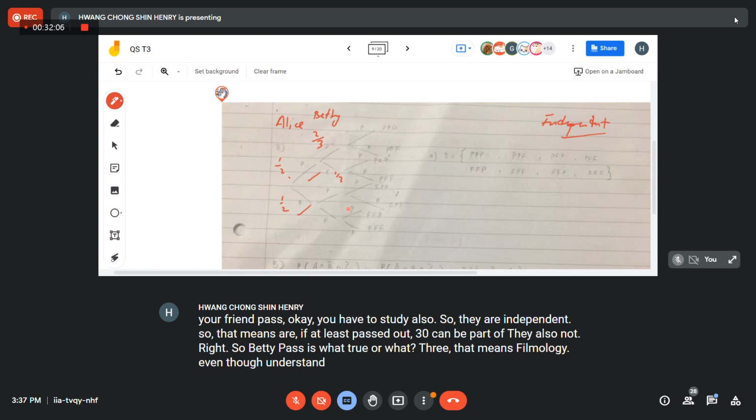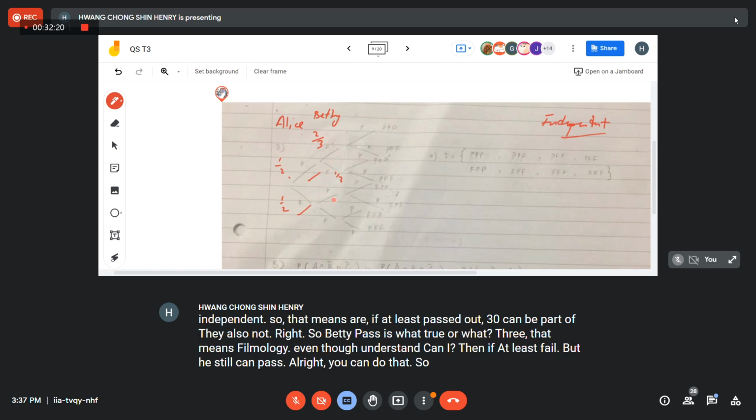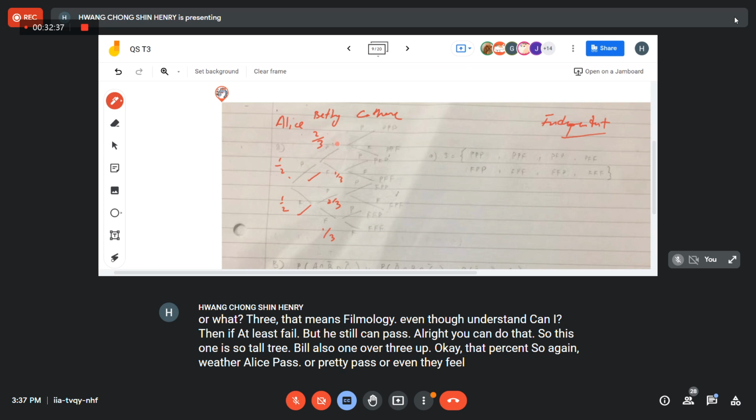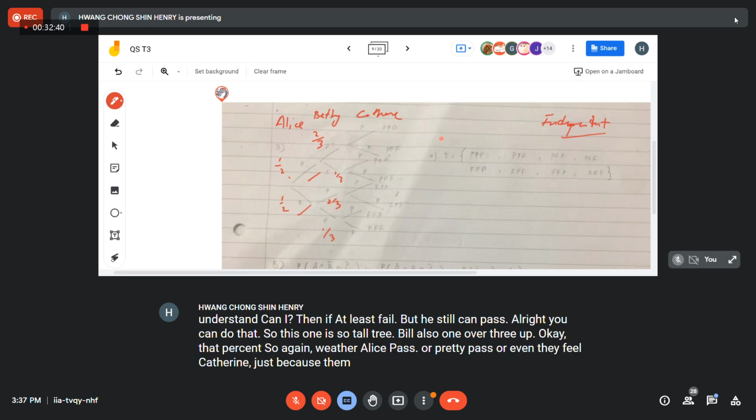Anyone do understand? Then if Alice fail, Betty still can pass also, right? Independent. So this one is also 2 over 3. Fail also 1 over 3. Okay, third person is Catherine. So again, whether Alice pass or Betty pass or even they fail, Catherine just take the exam. She can pass or fail also, right? So just follow. Catherine pass is 3 over 4.